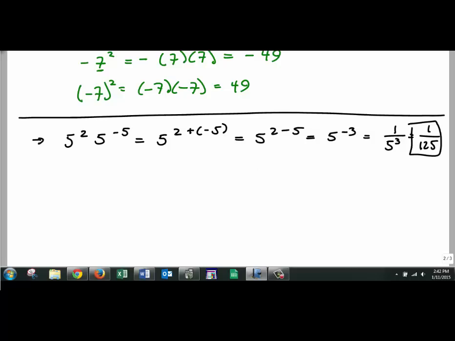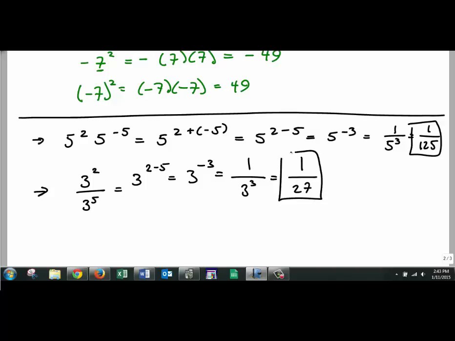Now we can also do some problems. This is a product because we're multiplying like bases. We could also have something with a quotient. Let's do 3 squared over 3 to the 5th. Well, our rule here is when you divide like bases, you subtract the exponents. 2 minus 5 is negative 3, so this would be 1 over 3 cubed. Now 3 cubed means 3 times 3 times 3. So 3 times 3 is 9, 9 times 3 is 27. So this is my solution.